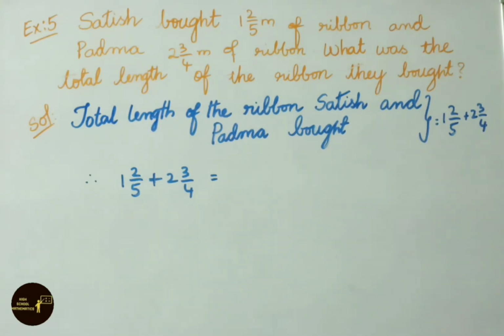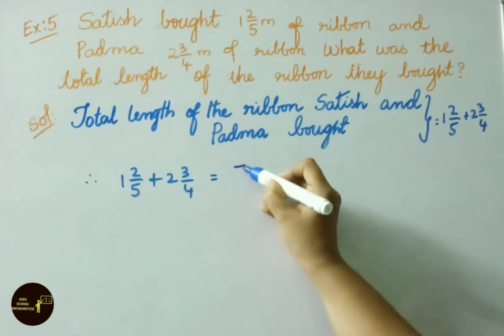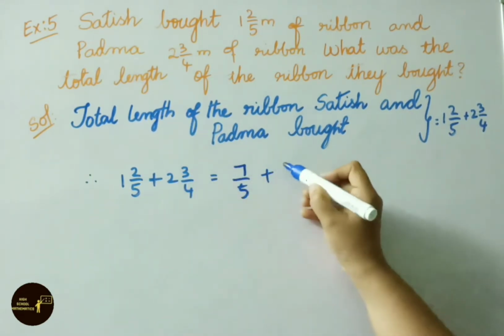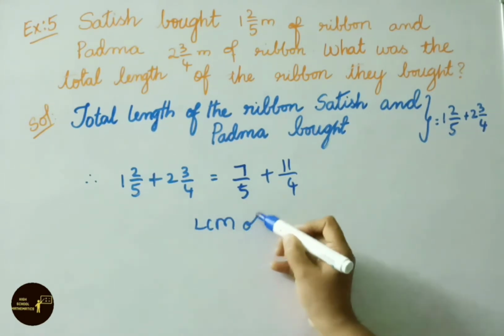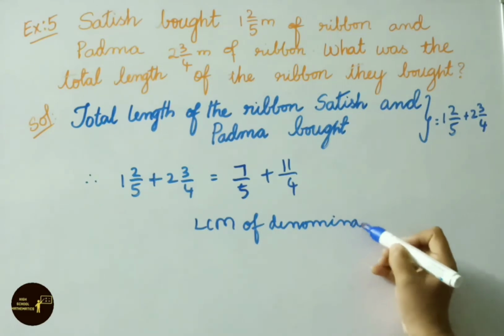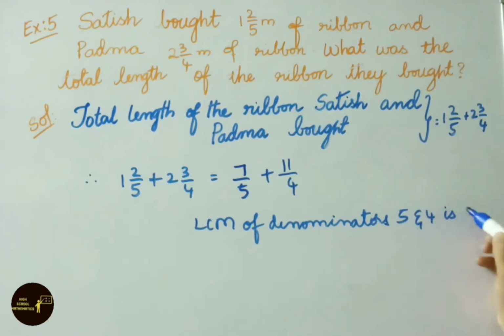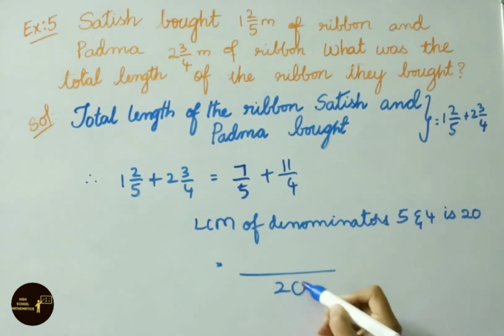We have to convert first these mixed fractions to improper. Let us see now. 5 1s are 5, 5 plus 2 is 7, 7 by 5, plus 4 2s are 8, 8 plus 3 is 11, 11 by 4. Now we have to find the LCM of denominators 5, 4. 5 and 4 LCM is 5 4s are 20. Now let us write LCM 20.